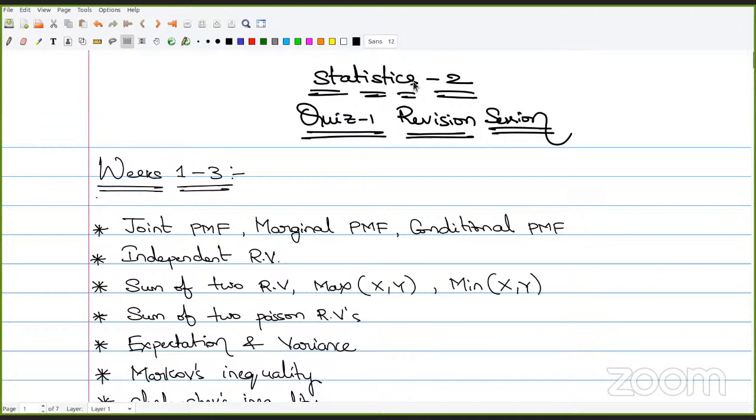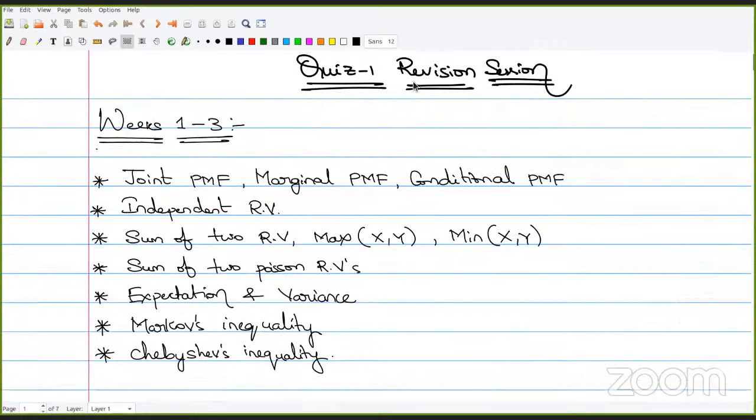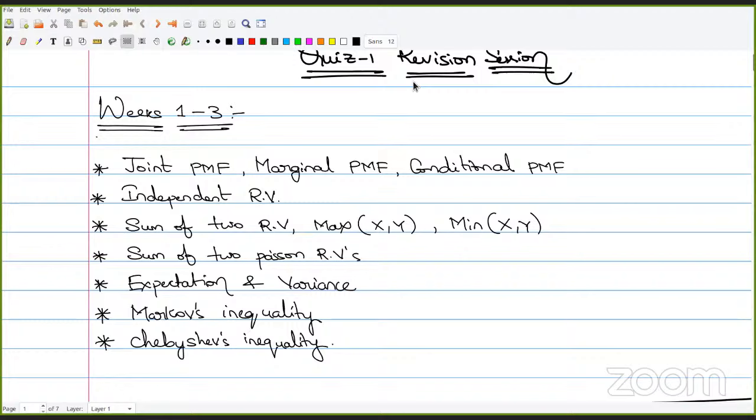These are the important topics you are going to use in the future also. More or less, I covered most of the topics. If not, go back and read every other topic too, if you have time. These are the topics I wanted to emphasize and take examples on. It starts from joint PMF, marginal PMF, and conditional PMF, which are from week 1.